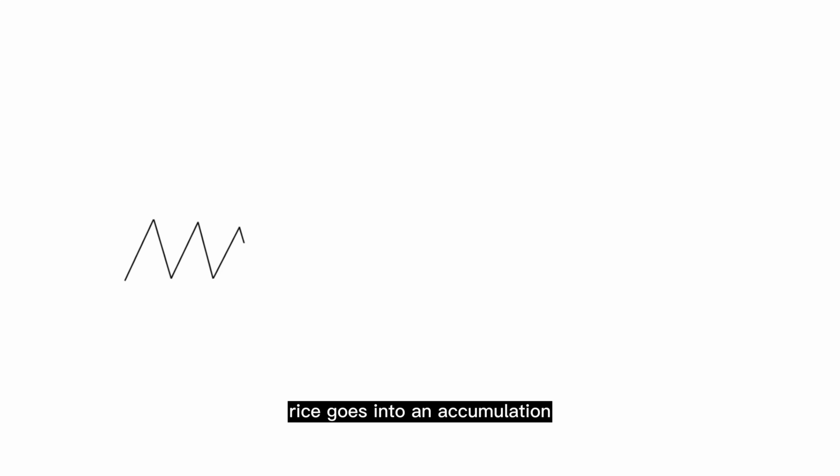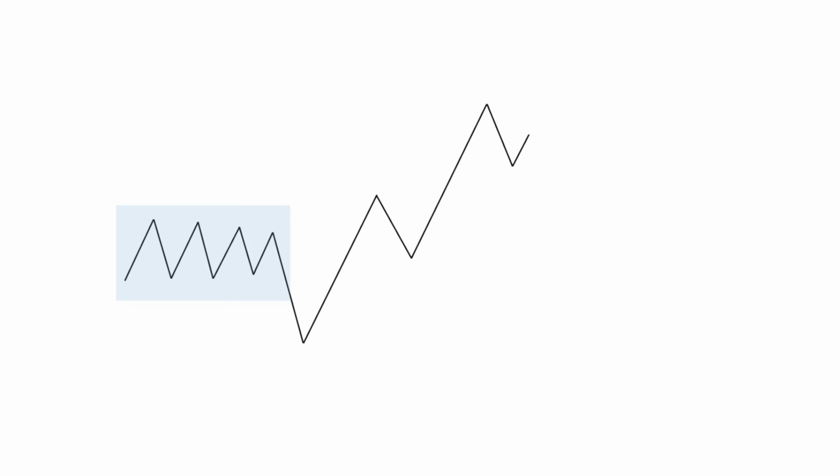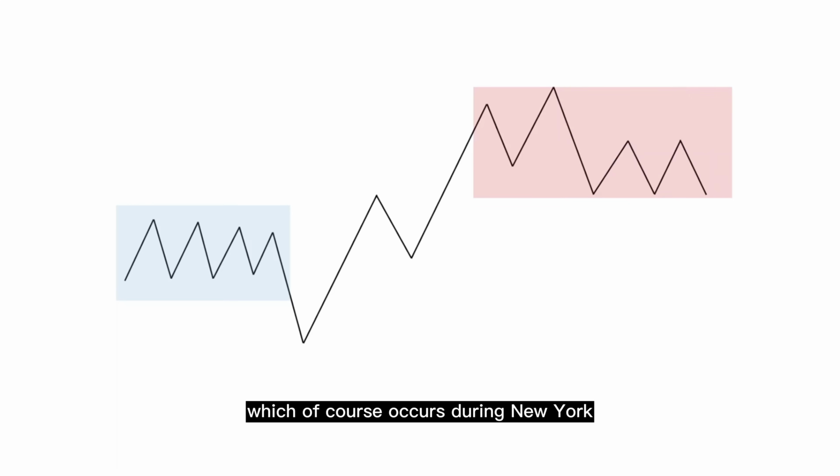So let's talk about the intraday cycle. Price goes into an accumulation, and this accumulation occurred during the Asian session. Once price breaks out of that accumulation, it induces traders into taking short positions because breakout traders think this is a breakout to the short side, but price turns around and starts a bullish trend during London to then later find a reversal, which of course occurs during New York.